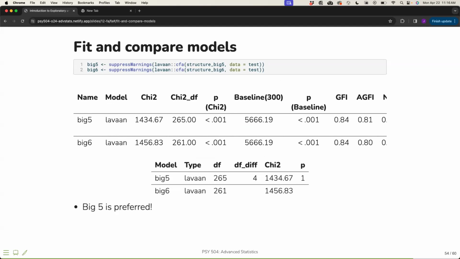these two models anyways, and we can use the likelihood ratio test to compare them. So that's what I have highlighted here. And we see that the chi-square between the two models is not statistically significant. What that suggests is that we go with the more parsimonious model here, and that's the Big 5, right? There are more degrees of freedom in that model, so it's more parsimonious. So this is how we would do some model comparisons or model tests in a confirmatory factor analysis framework.